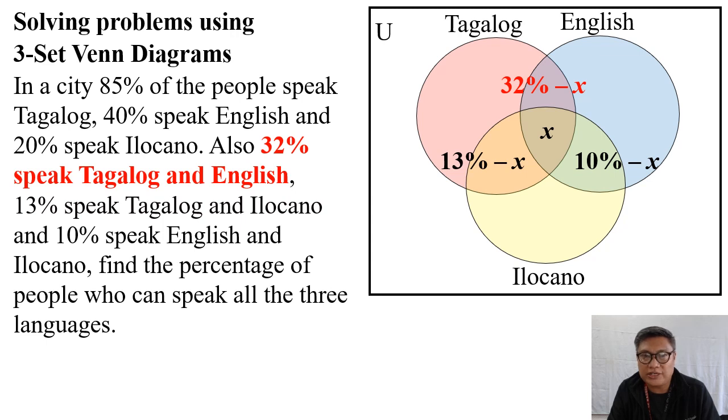Then, for the third part here, 32% speak Tagalog and English. So this also includes the x percent. Now for this particular region, we need to subtract the x percent so that this will be the percentage of those who speak Tagalog and English but not Ilocano. However, the x percent here is still part of the Tagalog and English, only that this percent of people still speaks Ilocano besides Tagalog and English. Then we go up again.